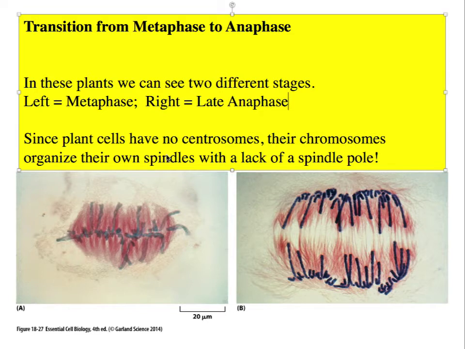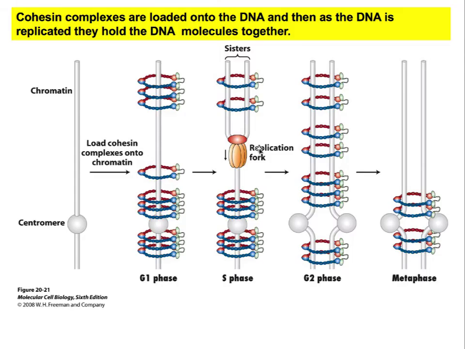Shown here are two photographs taken of two plant cells, where the chromosomes are stained in purple and the microtubules of the spindle are stained in red. And once again, there are no centrosomes in plant cells, but we can still see that there is some type of spindle that's organized into a bipolar system. Let us focus on this transition between metaphase and anaphase. It's a very important step.